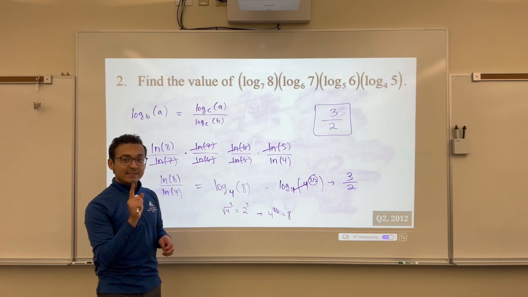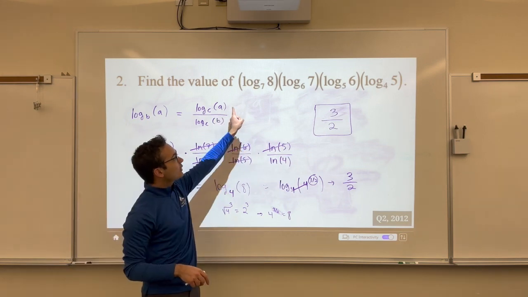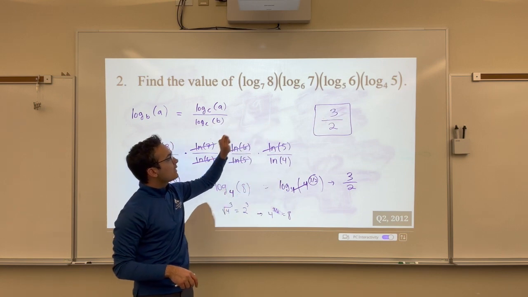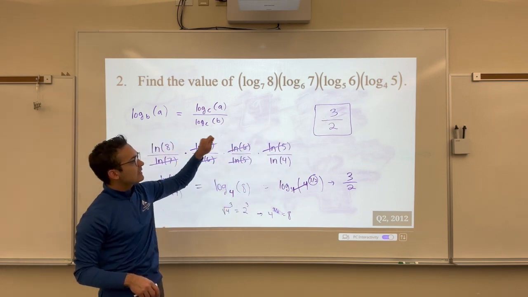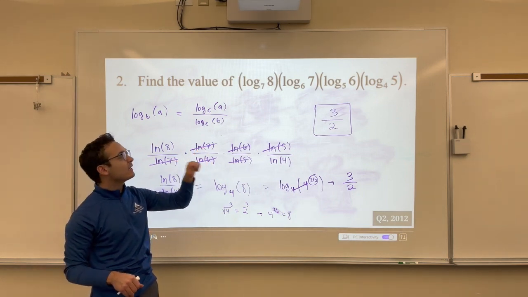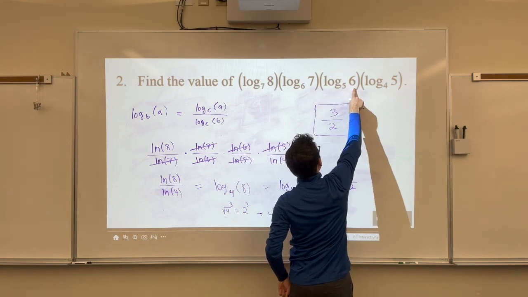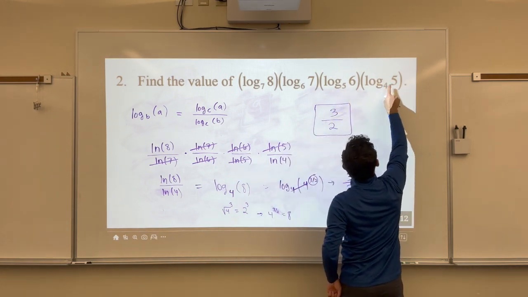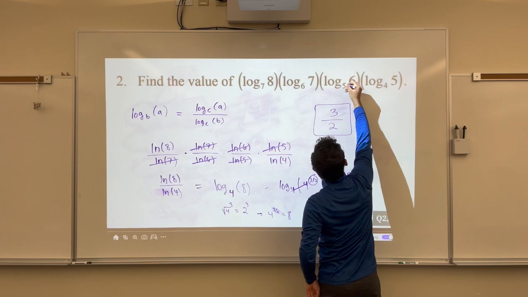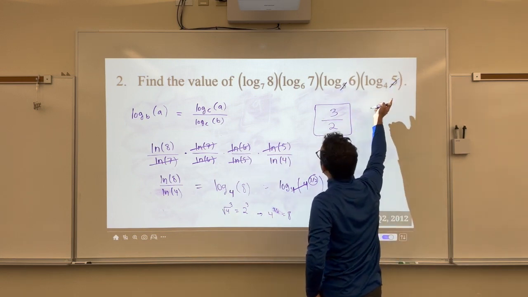Now remember, I had said there was a shortcut to solve this problem, and there is. If we take a look up here, we notice that there are a lot of bases and inputs. We can cancel out some of those bases and inputs. So notice, we have the log base 5 of 6, and then we have the log base 4 of 5. Well, I notice we have a base of 5 and an input of 5. So those are going to go away.